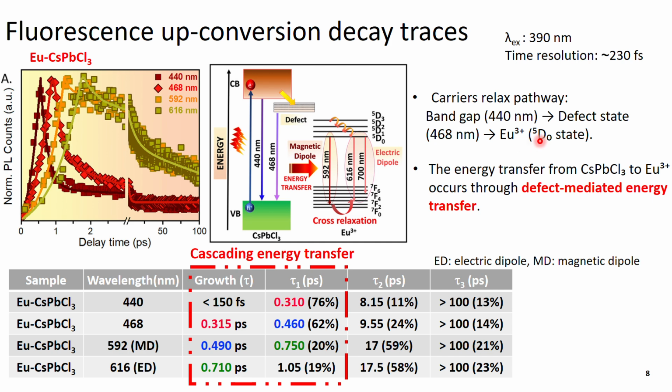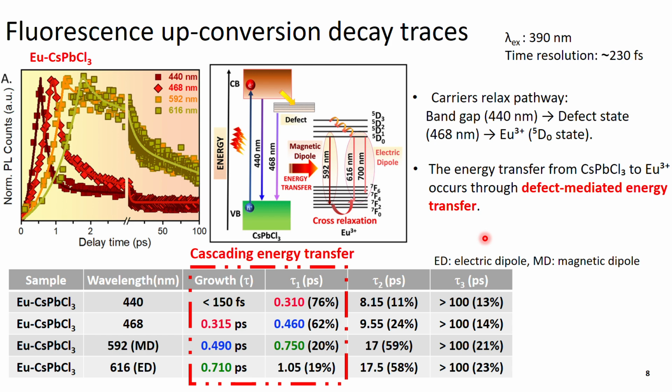So we can see the MD and the ED transition emission peak. So like this picture, first the bandgap and then the defect, and then go to the europium ion, do the energy transfer. And in the europium ion, it has a cross relaxation. So by this decay trace, we have that the energy transfer from the cesium-lead trichloride nanocrystal to europium ion occurs through defect-mediated energy transfer.